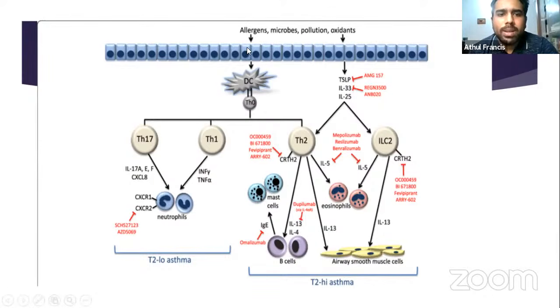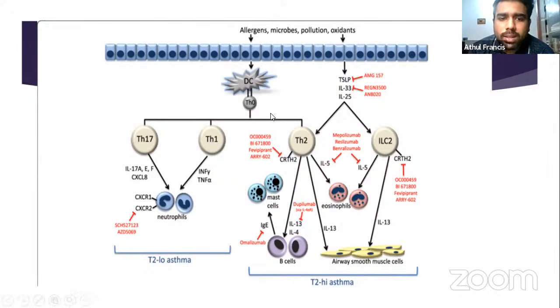Firstly, whenever you have an allergy, an exacerbation, some cow protein or pollens, whatever is causing the allergy, as we all know, whenever an allergen enters the body, it is taken up by the dendritic cell. The dendritic cell is the antigen presenting cell, which presents it to the Th0 lymphocytes.